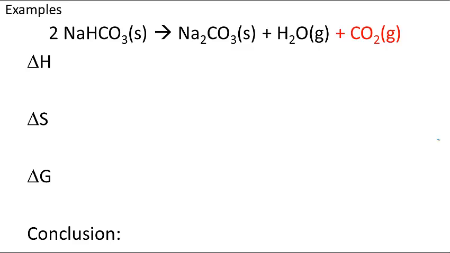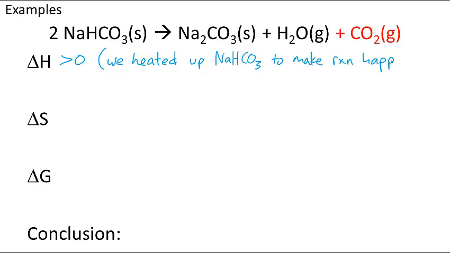So what do you think that means about delta H? Positive. Delta H is positive. If you have to put in heat to make it happen, that means it absorbs heat. And usually when you're taking particles that are bonded together and separating them into different particles, usually that involves, not always, but usually that involves a positive delta H. But we know delta H is positive because we had to heat this up to make it happen.